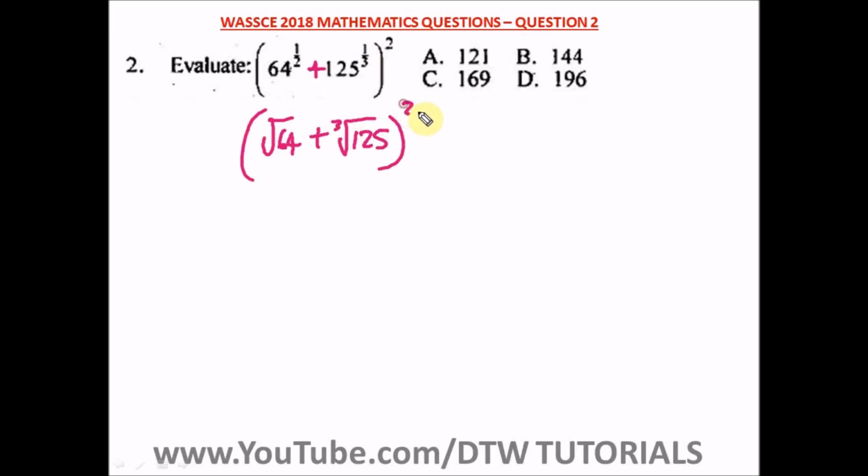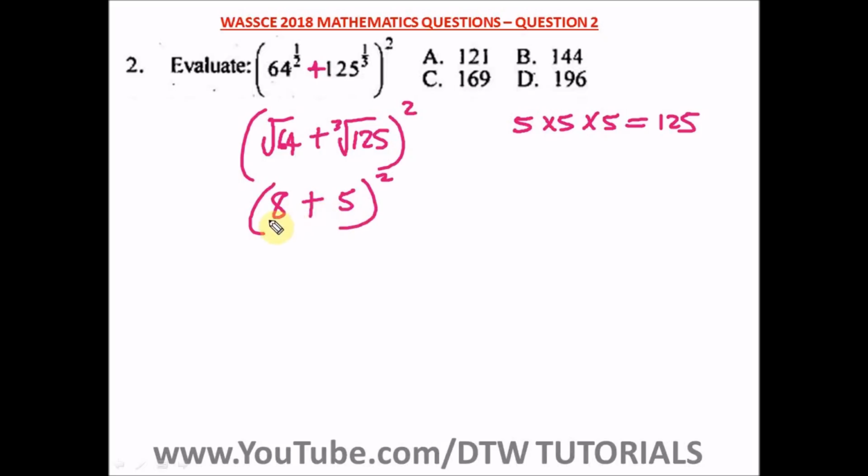125. Okay, raised to power 2. And what is the square root of 64? We have 8, because 8 times 8 is what? 64. Plus, what's the cube root of 125? It should be a 5, because 5 times 5 is 25, and times another 5 we are going to get 125. So we have 5 here, all bracket then square.